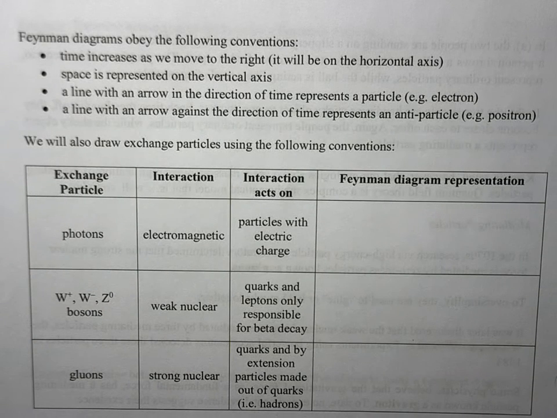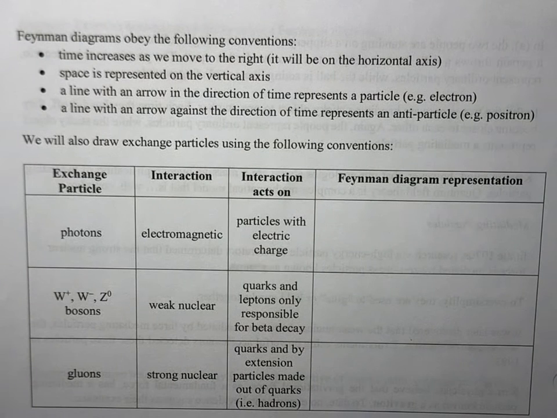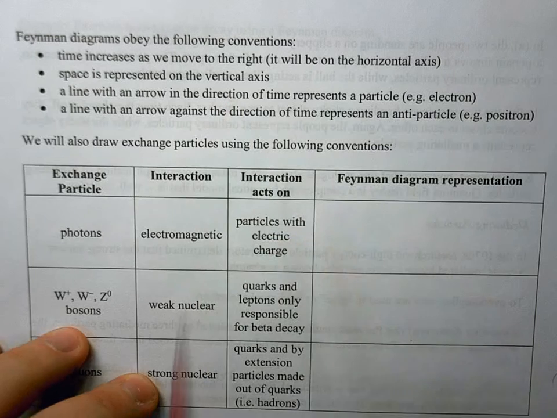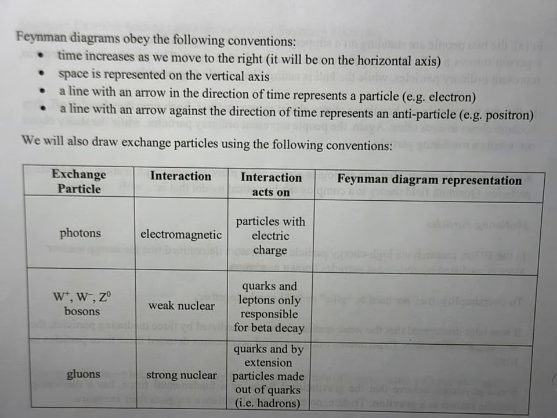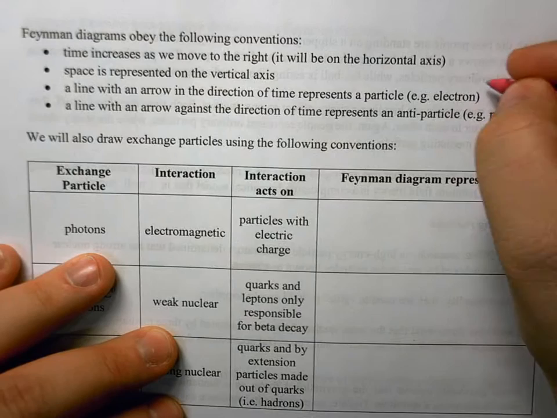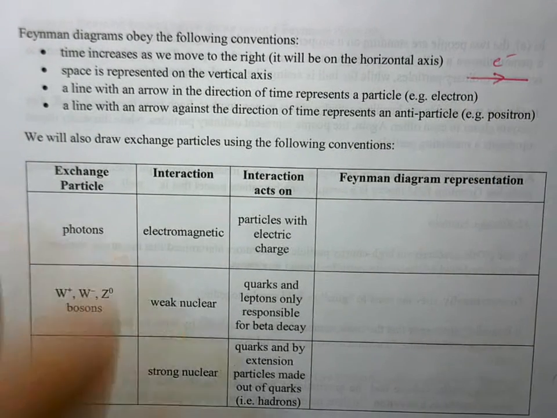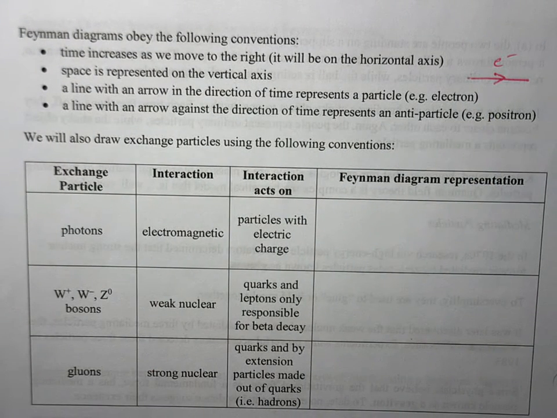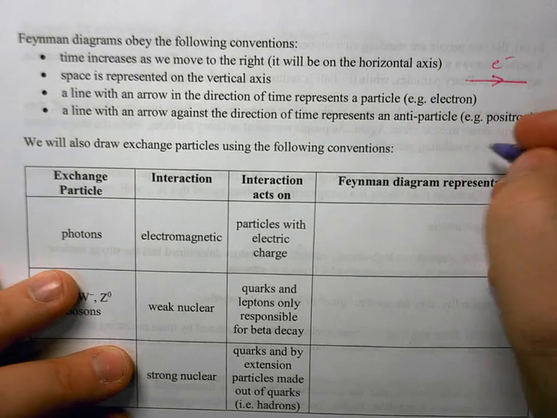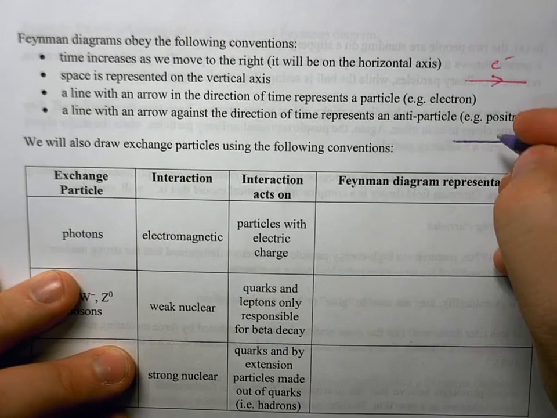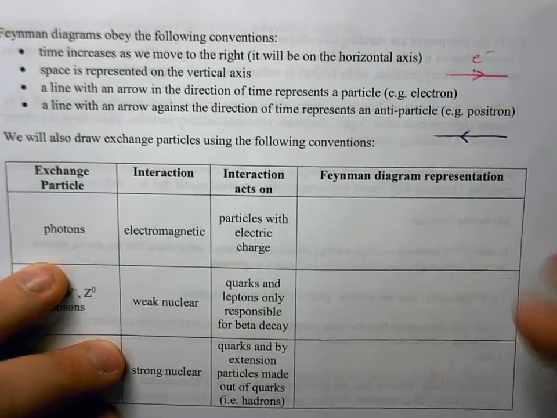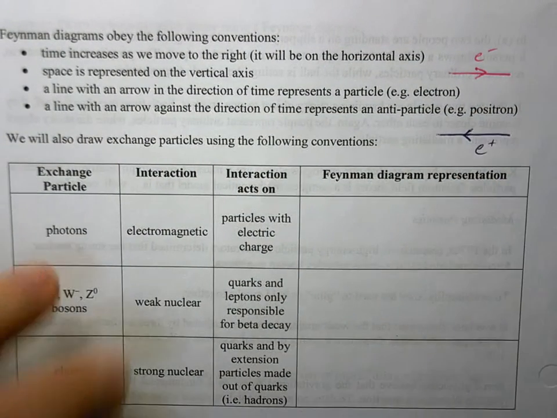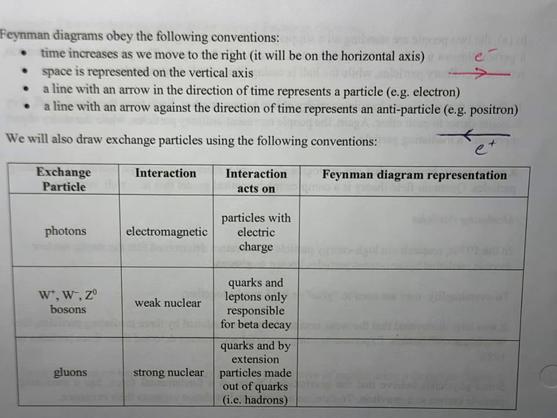Now, a line with an arrow in the direction of time. If time is propagating in the rightwards direction, a line with an arrow pointing to the right is going to represent a particle, like an electron, proton, or neutron. So we might have something like this, and we might say that's an electron. If we have a line but the arrow is pointing against the flow of time, that is what we use for an antiparticle. For example, if I want to draw a positron, I'll still draw my line, but I'm going to have the arrow pointing against time, so pointing to the left. This could be the antiparticle of the electron, the positron.